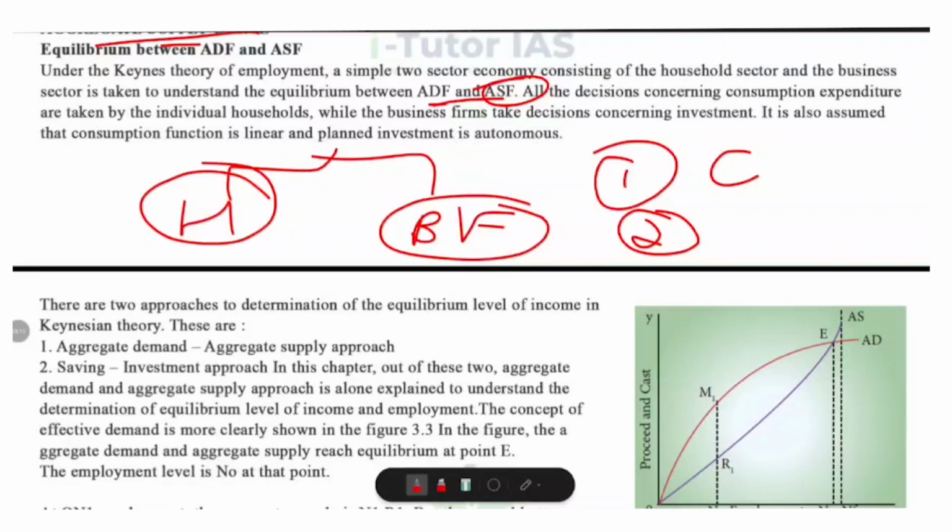If demand exceeds supply, what happens? Firms produce more and hire more workers. And if supply exceeds demand, what happens? Production slows down and employment may fall. So think of it like a market of goods. If households demand goods, firms supply goods. When demand is equal to supply, the economy is in equilibrium and the level of employment is stable.